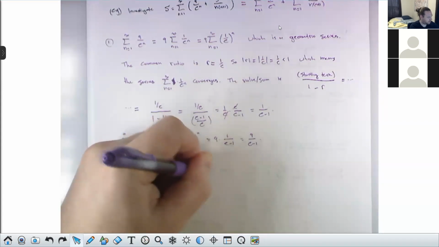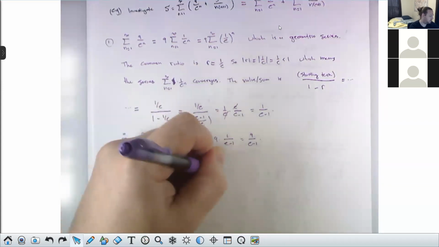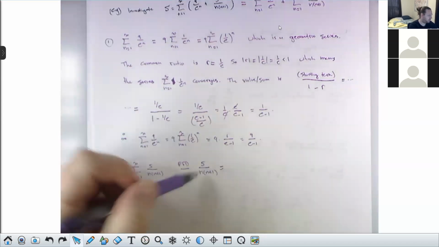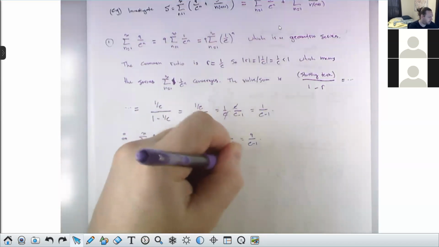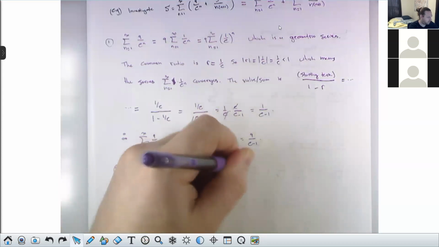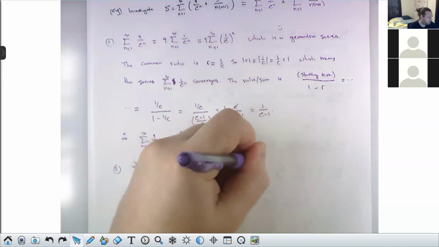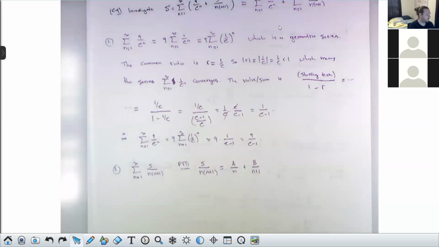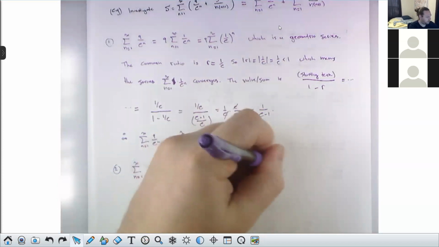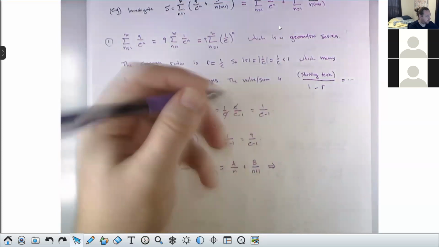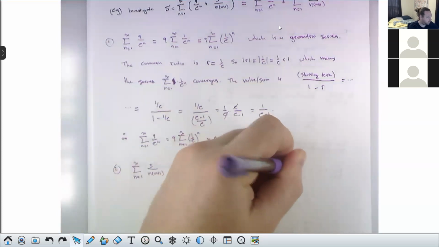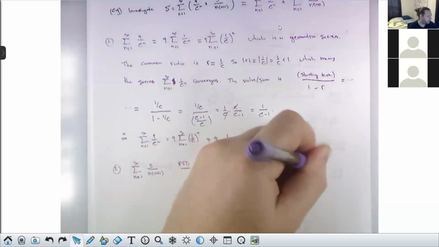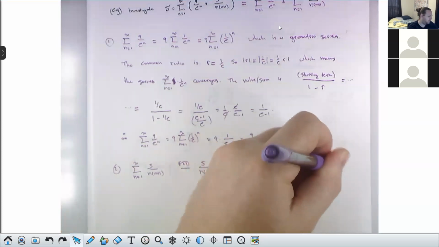I'm setting up my partial fractions for the next one. I could pop the 5 out, or I could leave the 5 in. Sometimes a constant here helps with the partial fractions. I don't think it matters for this one, but I'll just leave it in. And then I can clear out the denominators. My left-hand side is 5. My right-hand side would then be a times n plus 1 plus b times n.